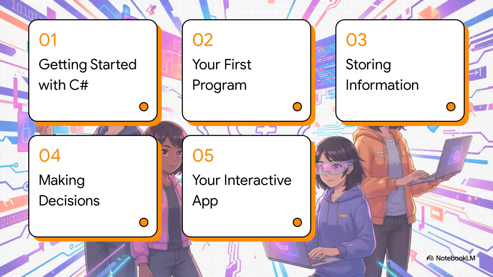So, here's our game plan, our little beginner's journey. First, we'll get you set up with the right tools. Then, bam, we're writing our first program. After that, we'll teach our code how to remember stuff and even make some decisions on its own. And to wrap it all up, we'll put all those pieces together to build your first interactive app. It's a super clear path from nothing to something you can actually use.